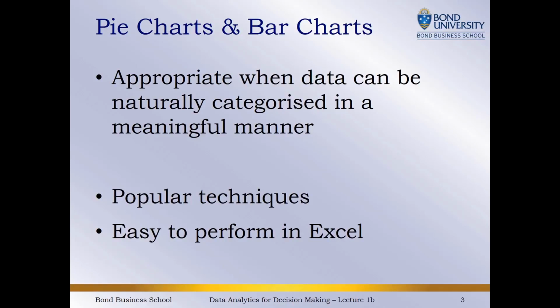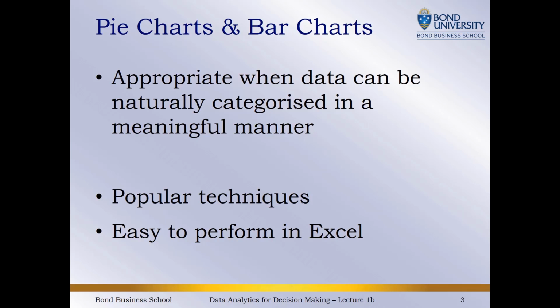Firstly, pie and bar charts. Very popular, well-known, easy to do in Excel, and they're appropriate when you have data that can be naturally categorized in a meaningful manner. So thinking about qualitative variables, for example, or key groupings. Classic example might be budget. So, the amount of budget could be divided into how much for research and development, how much for marketing, how much for general operations, administration, etc. We have key meaningful categories.